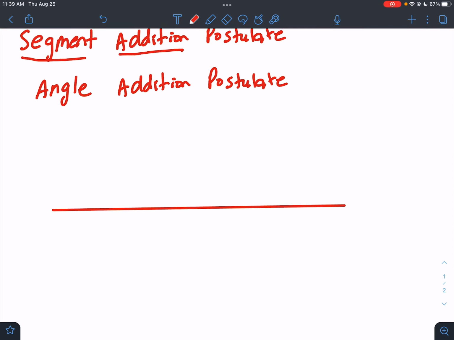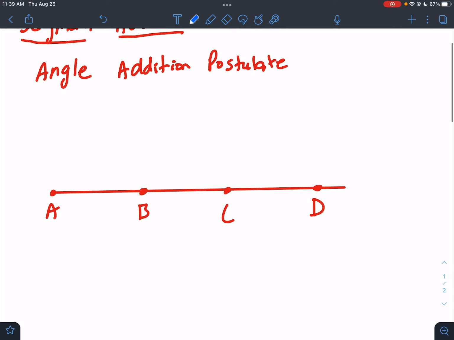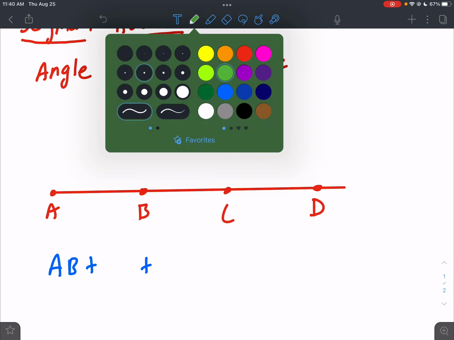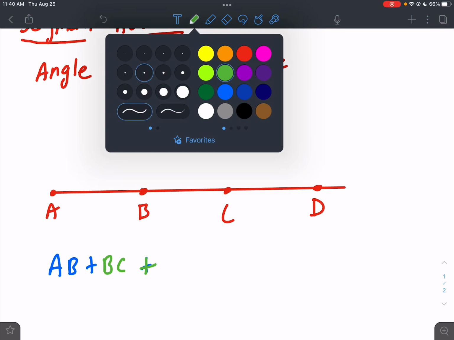So remember that a segment is a piece of a line. So if I have like A, B, C, and D, those are points on a line. Remember, the line goes forever technically, but segment addition has to do with the segments. For instance, for this figure here, I could say that AB plus BC plus CD, if I add those up, let's look at them real quick. Actually, let me color code them a little bit better. AB plus BC plus CD.